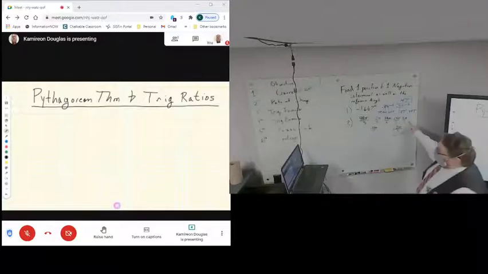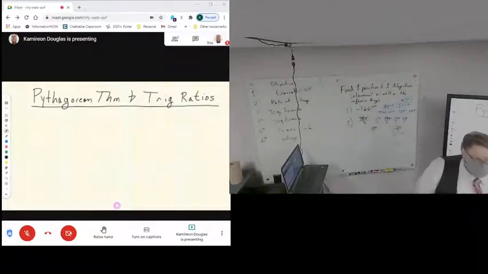Alternatively, 8 pi over 5 is also in that fourth quadrant, so you can find it the same way. Wait, that's in the fourth? It is in the fourth quadrant. Okay, that's where I messed up. That is where I messed up. Yep. It is in the fourth quadrant. 8 pi over 5. That is a great way to do it.